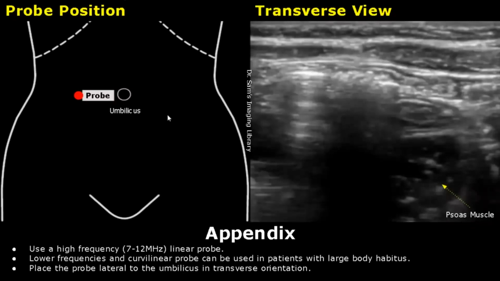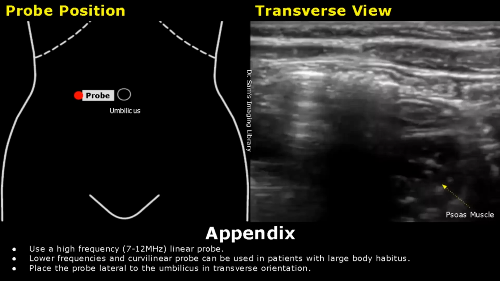The appendix has a variable location in the right lower quadrant. Use a high frequency linear probe with a frequency between 7 to 12 MHz.